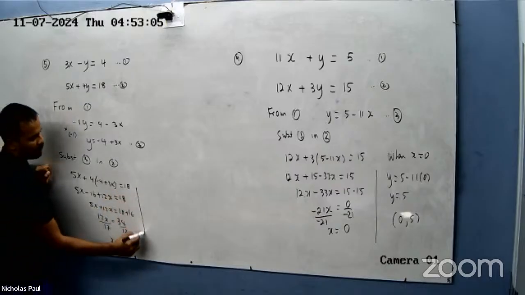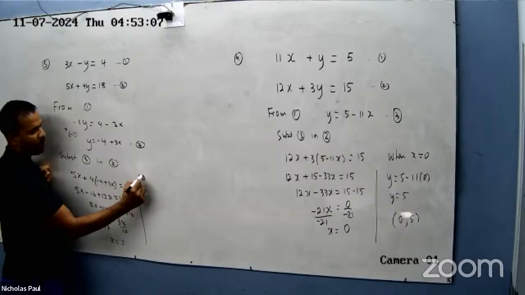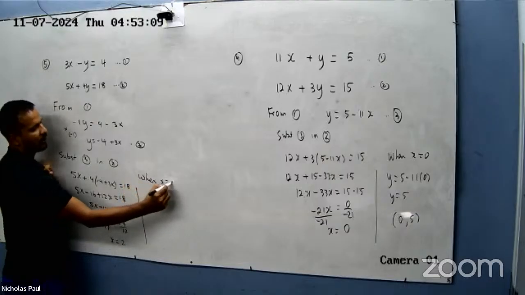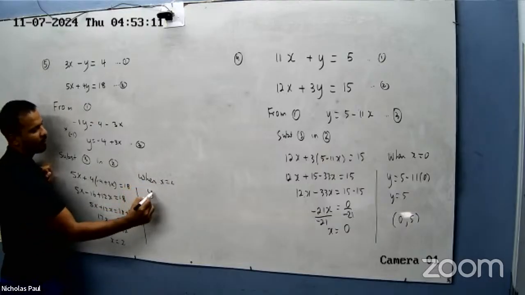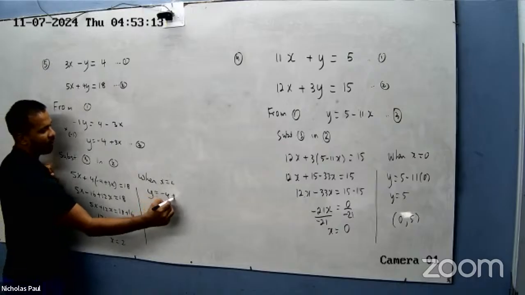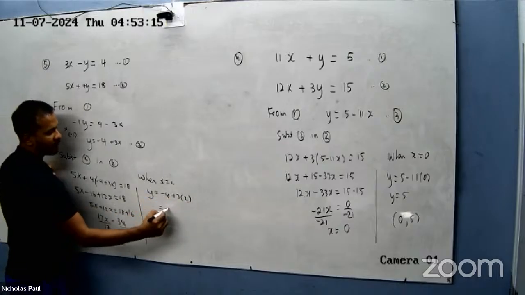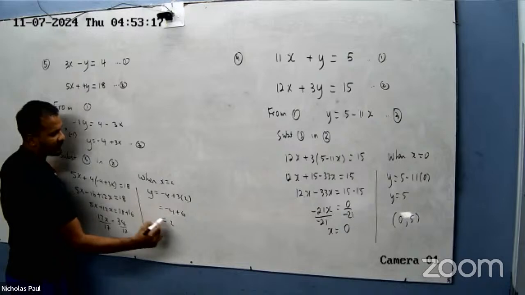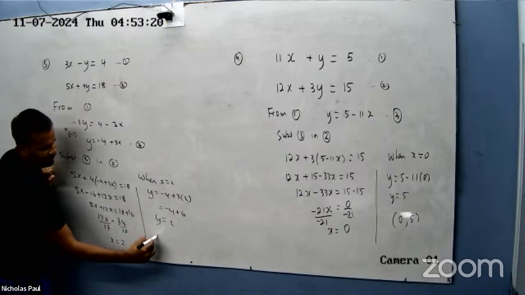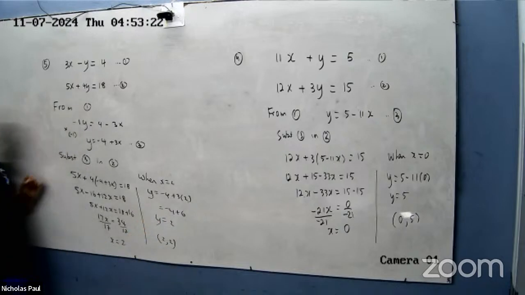And when you finish, come here. When x is 2, y is minus 4 plus 3 by 2, minus 4 plus 6, is 2. The answer is (2, 2).